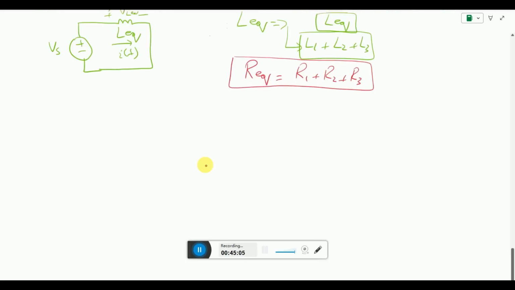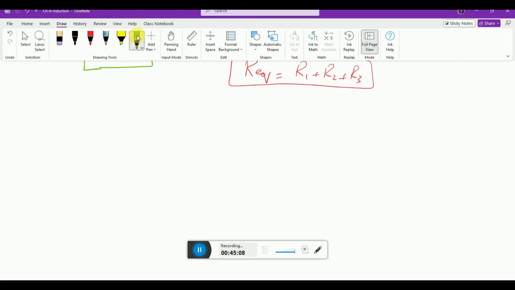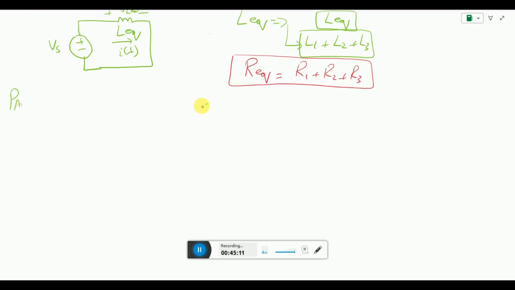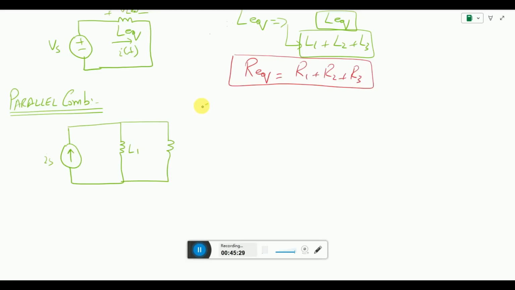What about inductors connected in parallel? For a parallel combination, again it is going to follow the same behavior as we saw with parallel resistors. Let us say we have a current source I_S connected to inductor L1, a second inductor L2, and a third inductor L3. For a parallel combination, we know that the current gets distributed. So the current will be different, but the voltage remains the same.